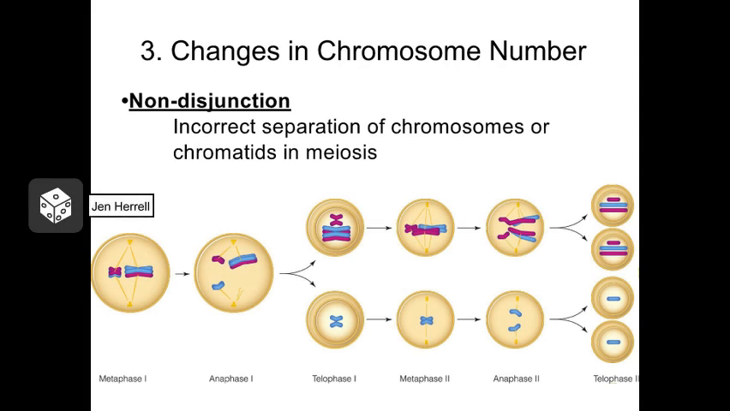Next, we'll discuss how changes in the number of chromosomes that a person inherits can affect gene expression. When mistakes are made in separating the homologous chromosomes and sister chromatids during meiosis 1 and 2, respectively, something called non-disjunction occurs.